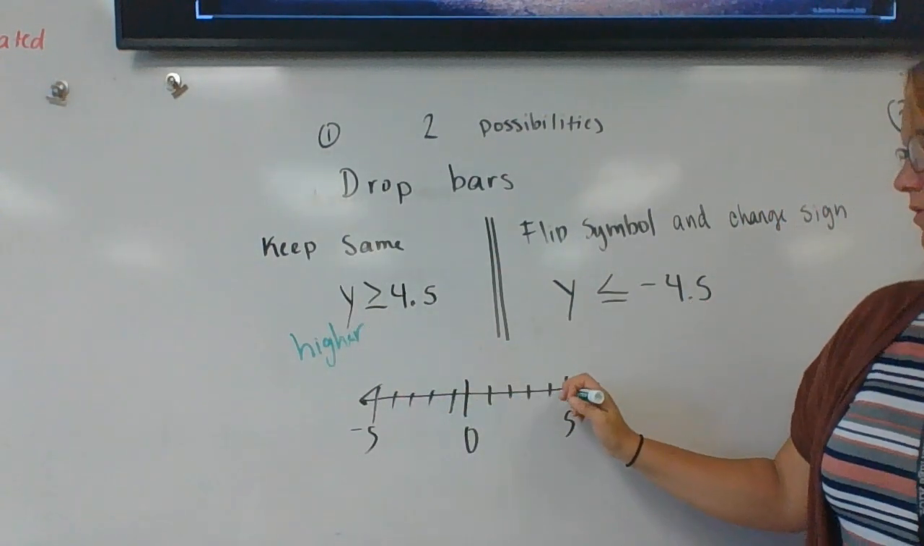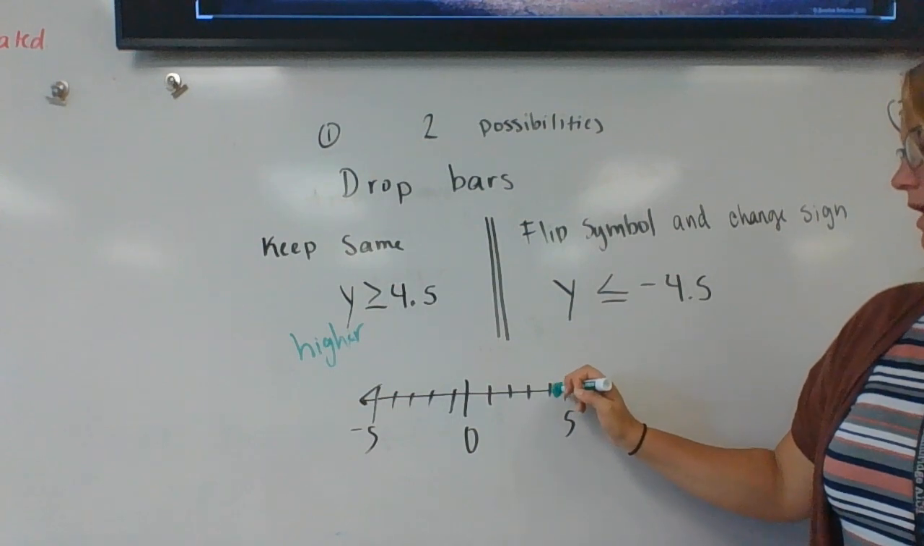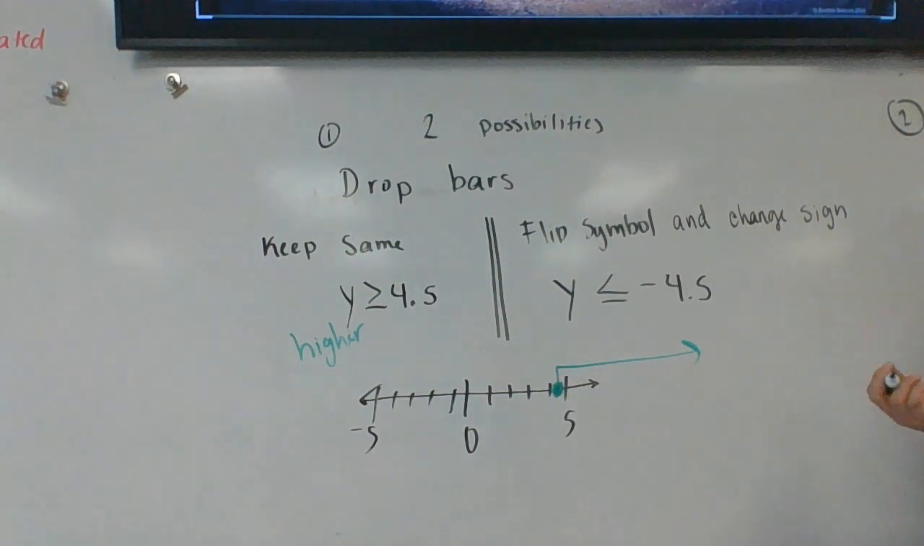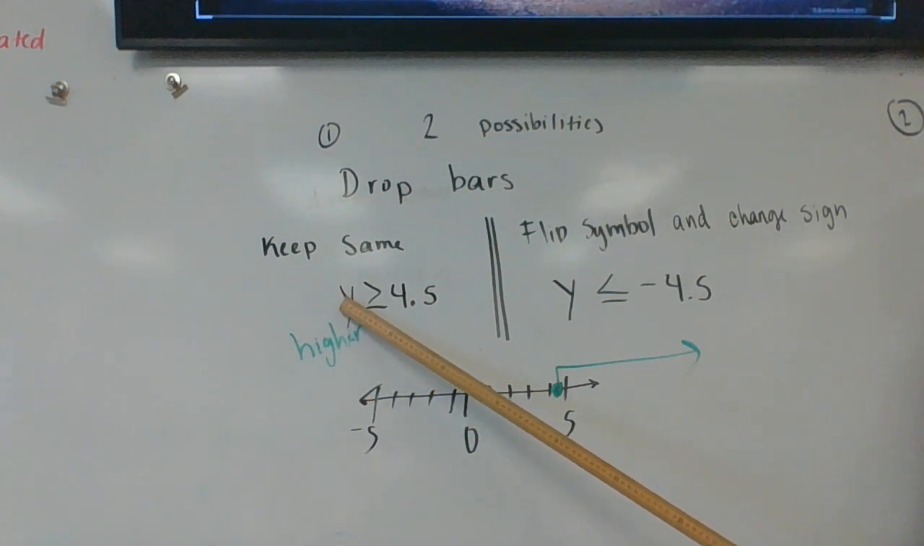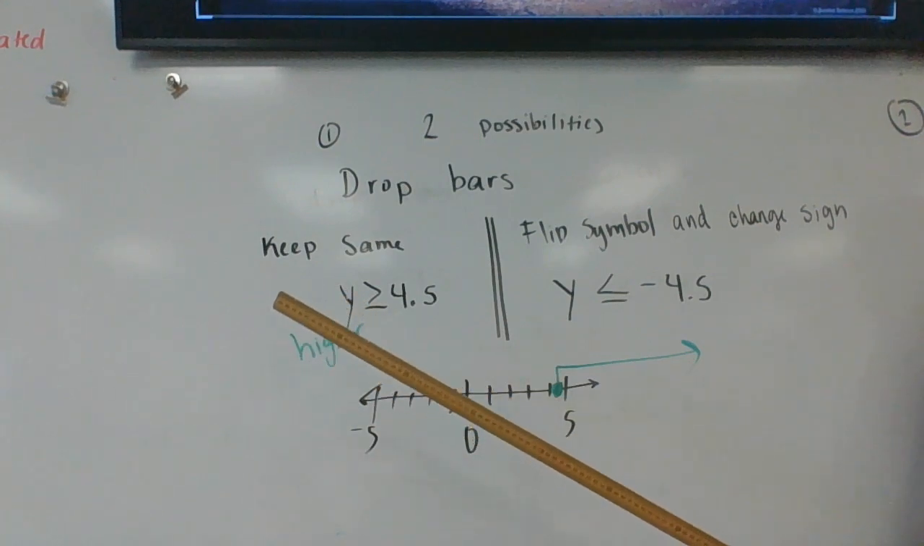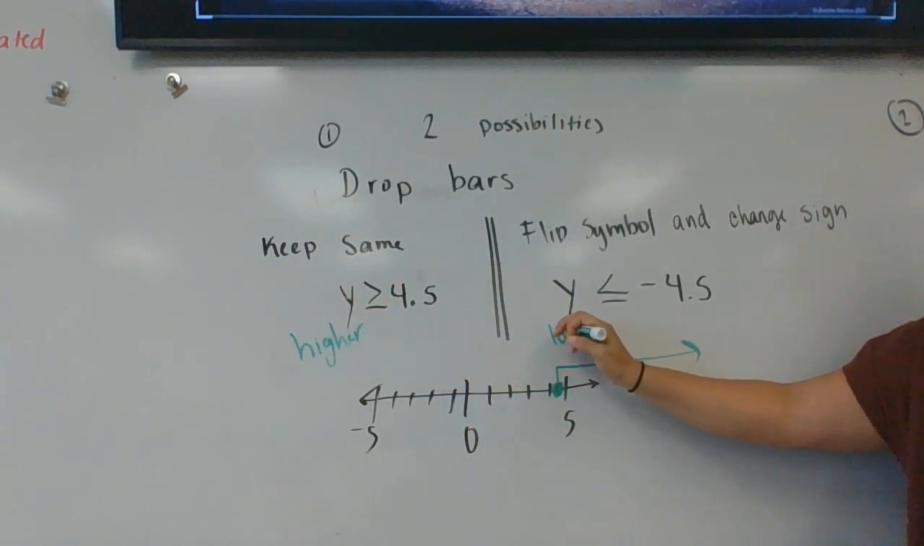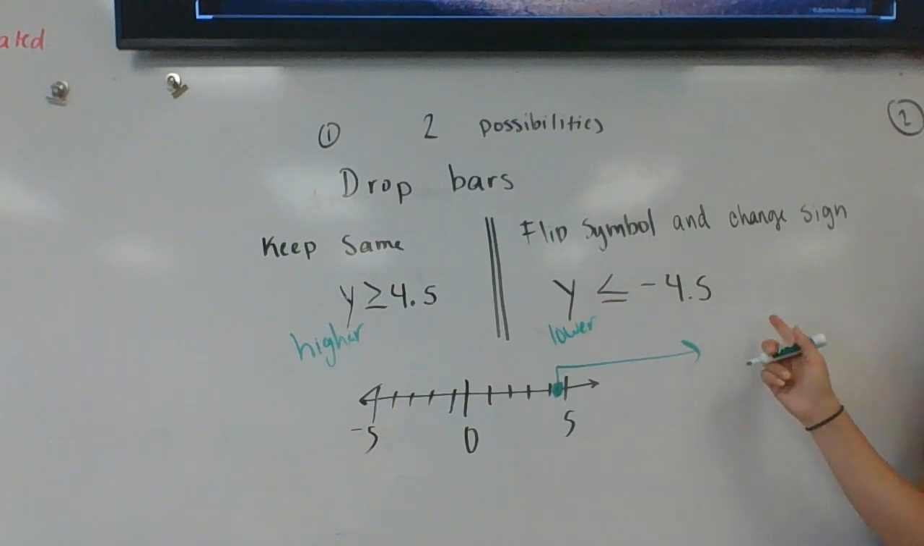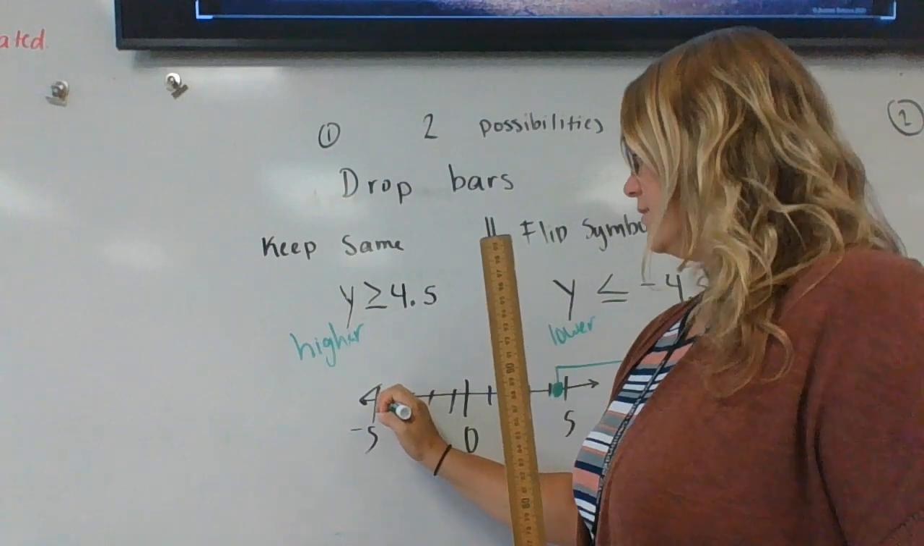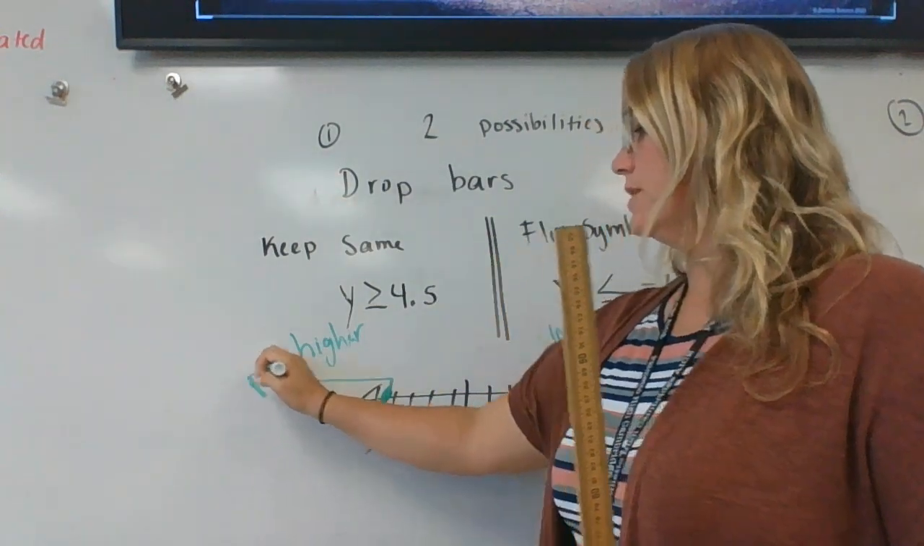So I'm going to go to 4.5 and I'm going to point to numbers that are going higher. You think about what you can put in here that makes it true. 6 is higher, 10 is higher, 20 is higher. I want all the numbers that are higher to be graphed. Whereas this one says y is lower than negative 4.5. So I think about what numbers are lower. Here's negative 4.5, and I point to lower.